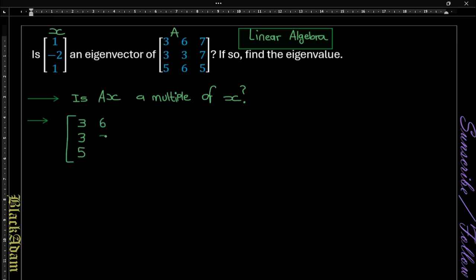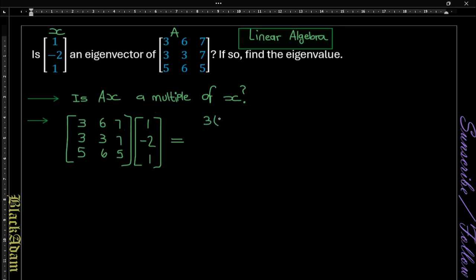So it's 3, 3, 5 for the columns, then 6, 3, 6, then 7, 7, 5. And then we have another matrix, which is 1, negative 2, 1, another column, that's for x. Then we multiply those and add according to the positions.